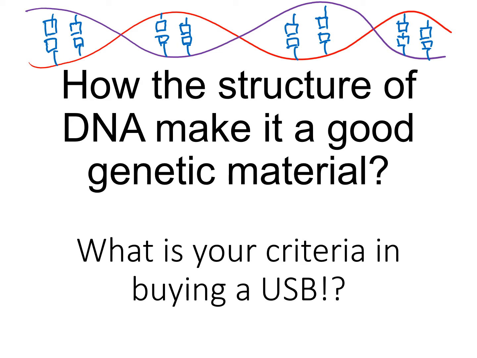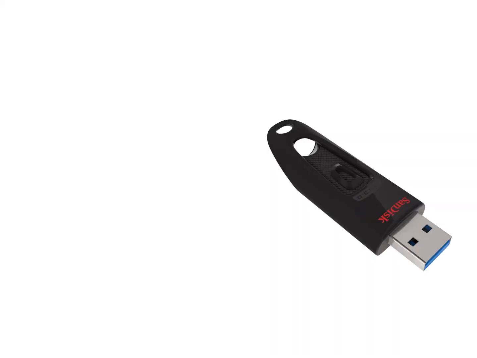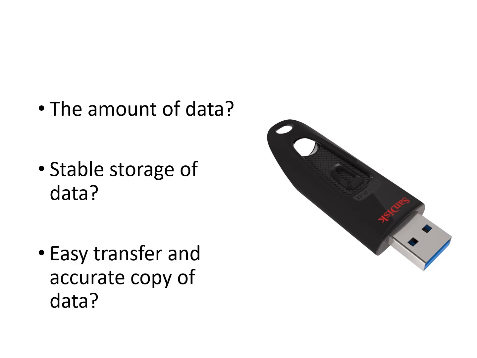What criteria would you use when you try to buy a USB? When considering the properties of DNA, you can think about it as buying a USB. Of course, it would be the amount of data that can be stored. Right now, I'm using a 128 gig USB. I want to have a very big storage. That is one of the things I consider.